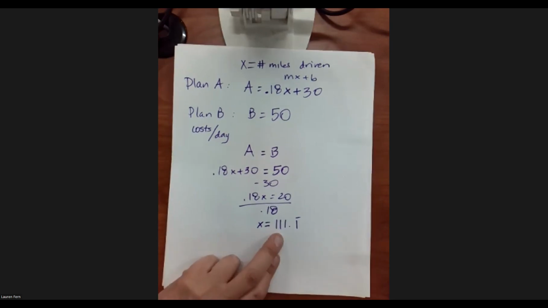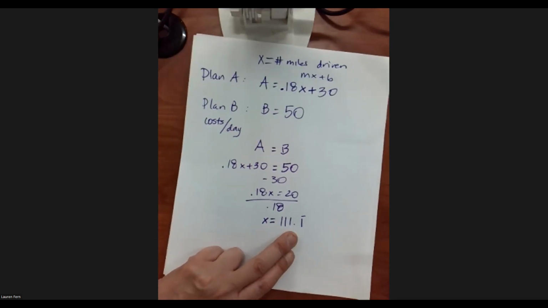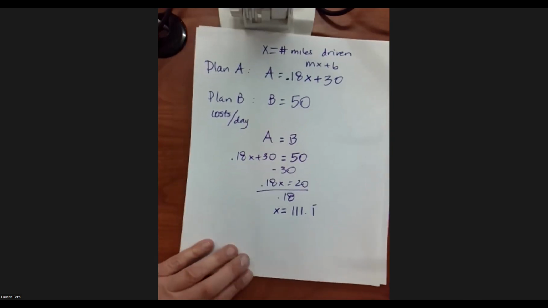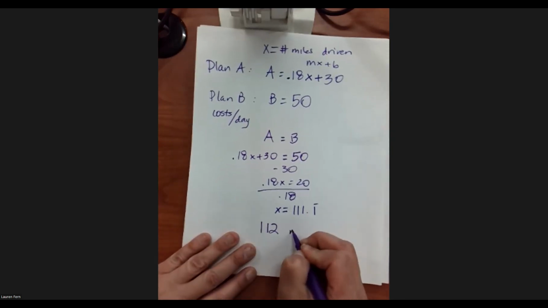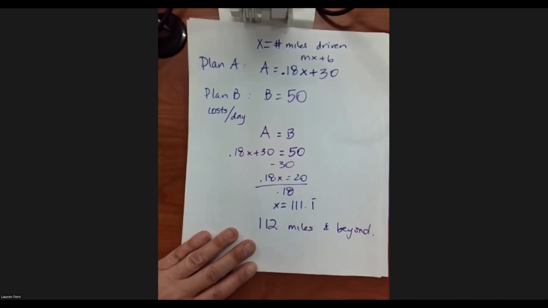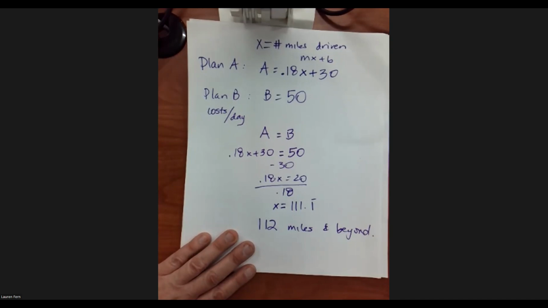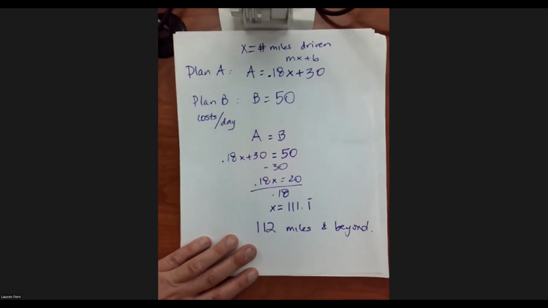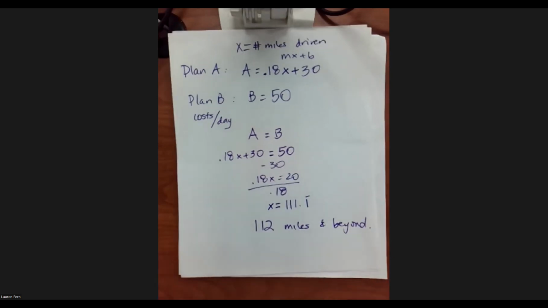All right. So if we drive 111.1111111 miles, they're going to cost the same. So let's go to the next whole number. At what point will plan B be cheaper? 112 miles and beyond. Are you thrilled? I know. All right, any questions?